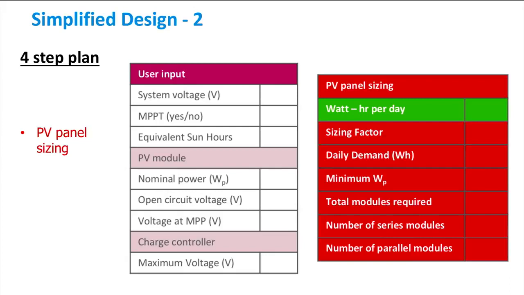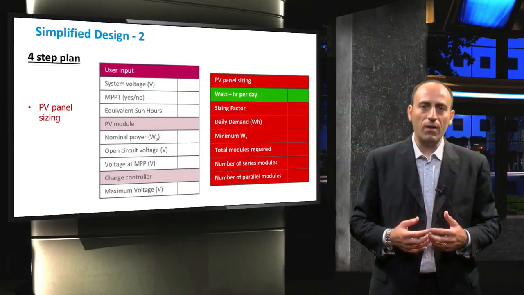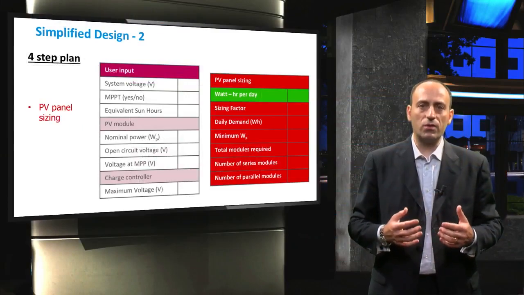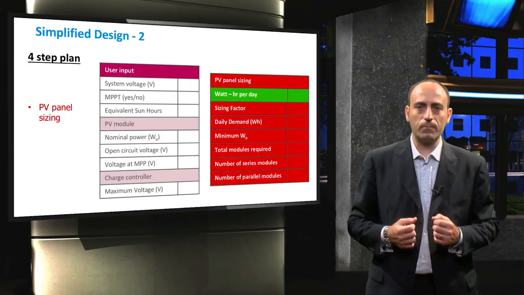You may notice the table on the left named user input. In this table, you record the specifications of the PV system components. For example, the information about the selected system voltage, PV module specification, charge controller specification, and the presence of maximum power point tracking logic are recorded here. By providing this information, we can start sizing the PV system.